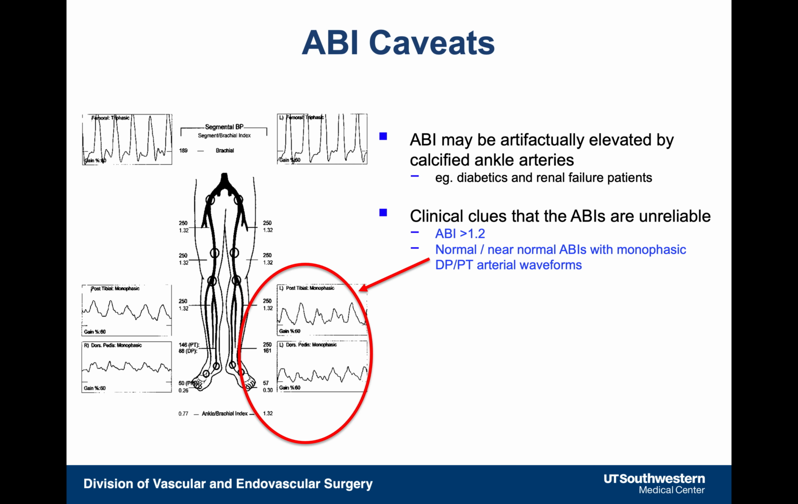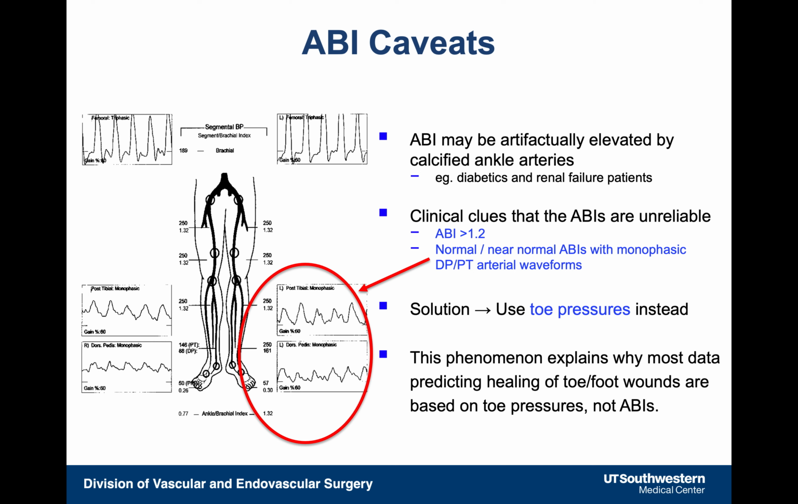And this is an example of that. You see below that this patient has an ankle brachial index of 0.3, but in fact there are monophasic waveforms at the ankle. So this is obviously artifactually elevated, unreliable, and the patient has severe arterial occlusive disease. Same is true on the other side. So the solution to this problem is to use toe pressures as a relative index of perfusion of the foot.